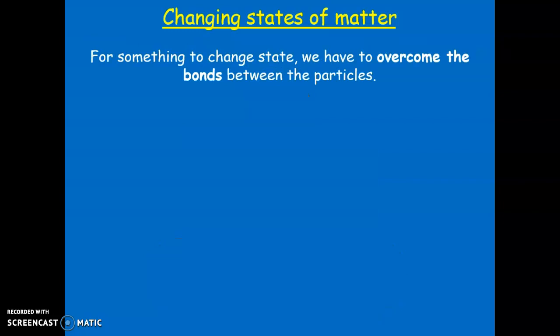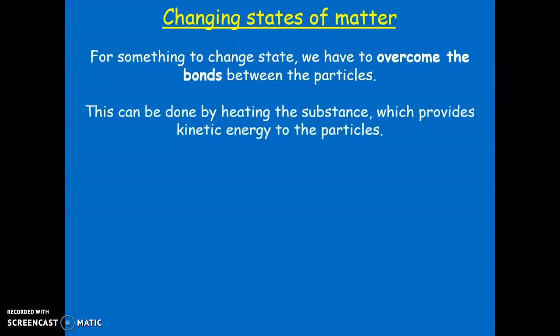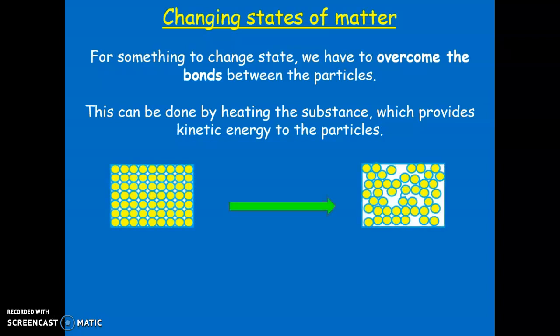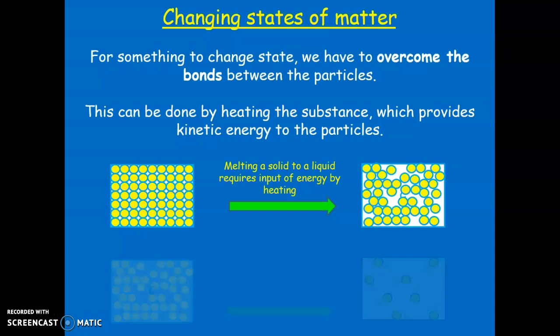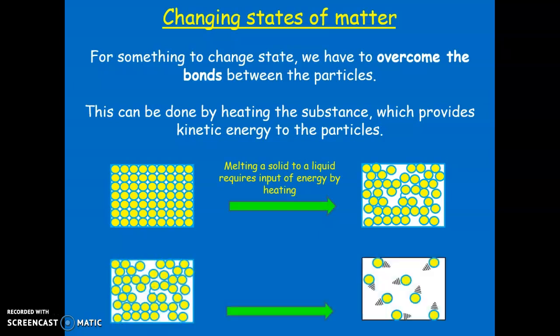For something to change state, we have to overcome the bonds between the particles. When we heat the substance, we provide kinetic energy, so that particles vibrate more and more until they break the bonds. Melting a solid to a liquid, we need to provide some energy, but the bonds aren't totally broken. Whereas a liquid going to a gas would require a lot more energy, because we have to totally break the bonds. Pause the video at this stage, copy those diagrams down, along with the little yellow writing above the arrows.